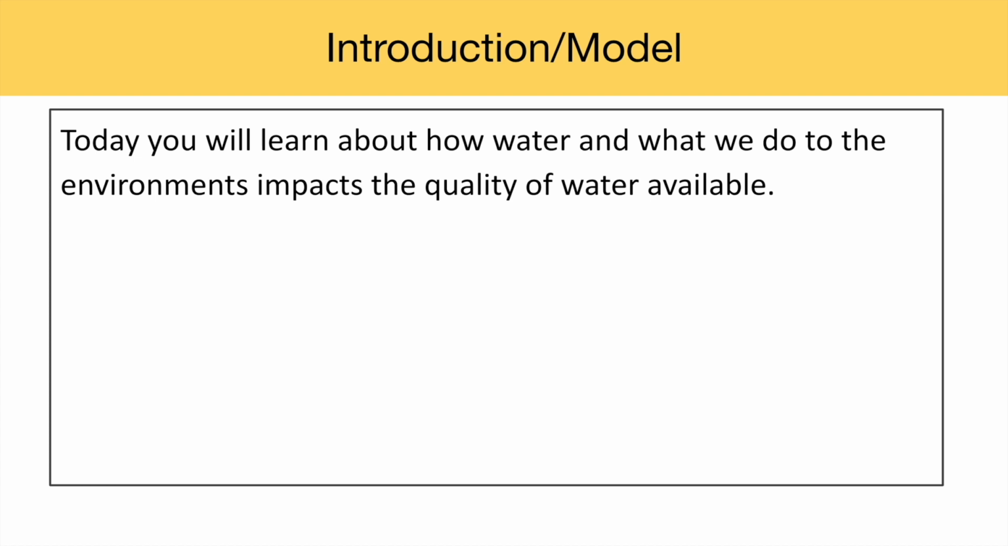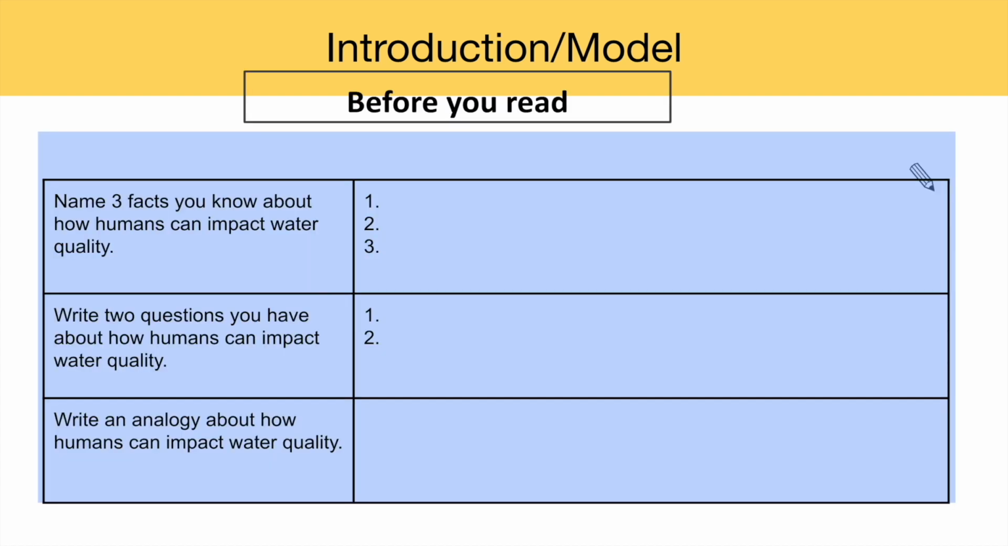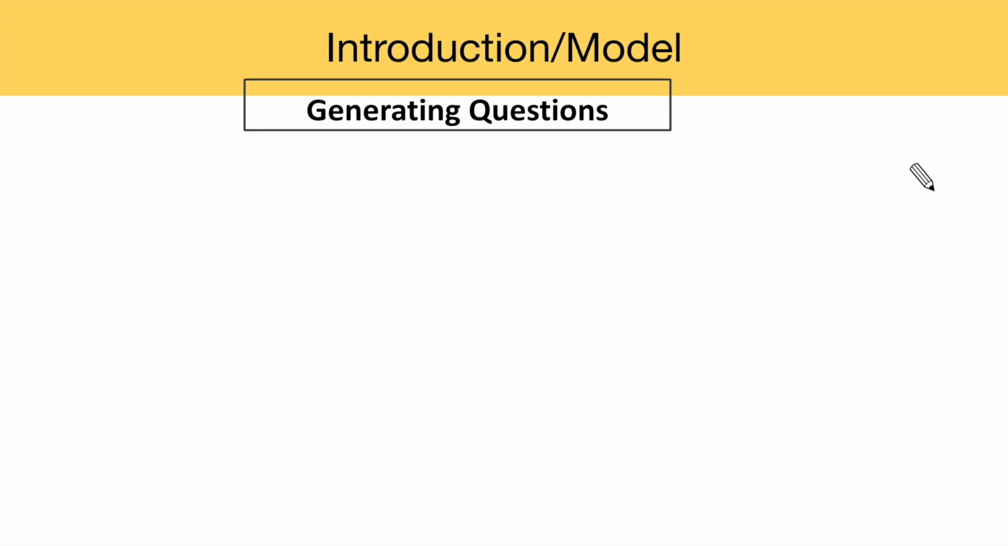Introduction. Today you will learn about how water and what we do to the environments impacts the quality of water available. Before you read, name 3 facts you know about how humans can impact water quality. Write 2 questions you have about how humans can impact water quality, and write an analogy about how humans can impact water quality.